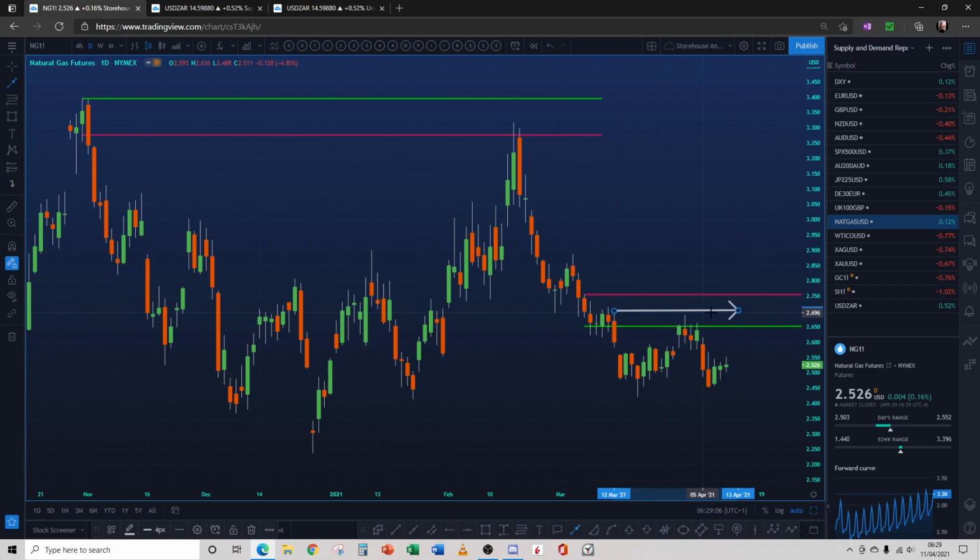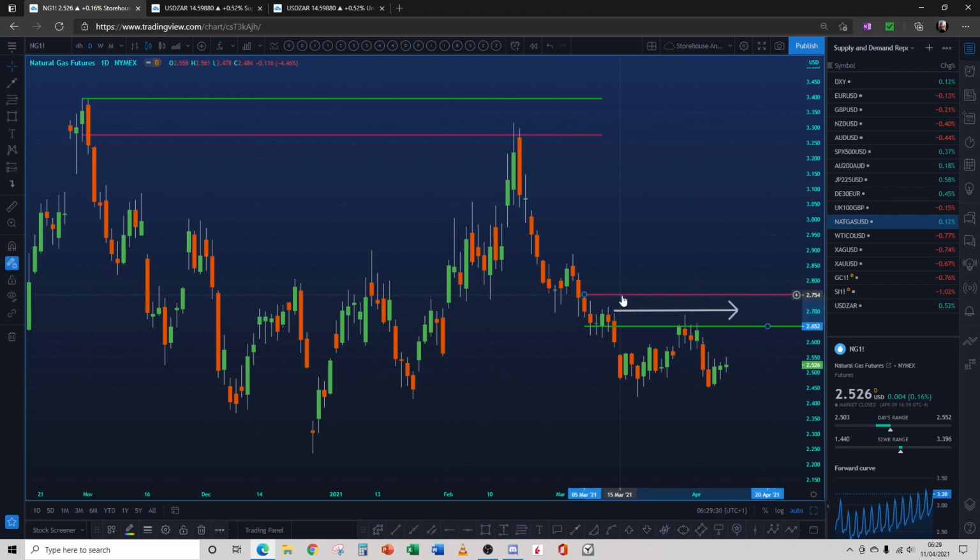You're always looking to the right of the zone. Not to the left, you're always looking to the right to see, have prices returned to the zone? If they haven't, that's best scenario. If they have, by how much have they penetrated the zone? So you could see here, this penetration into the zone was just under 50%, I would say, of the zone.